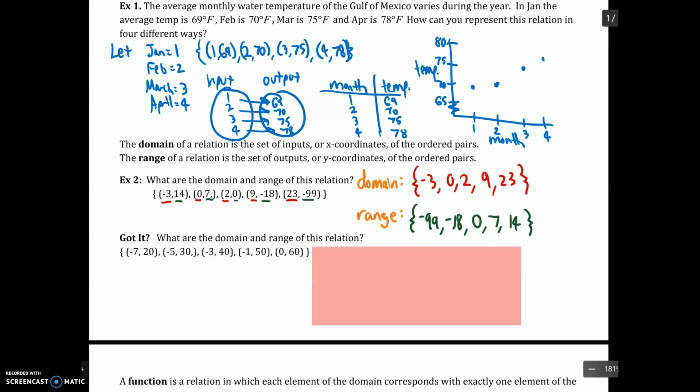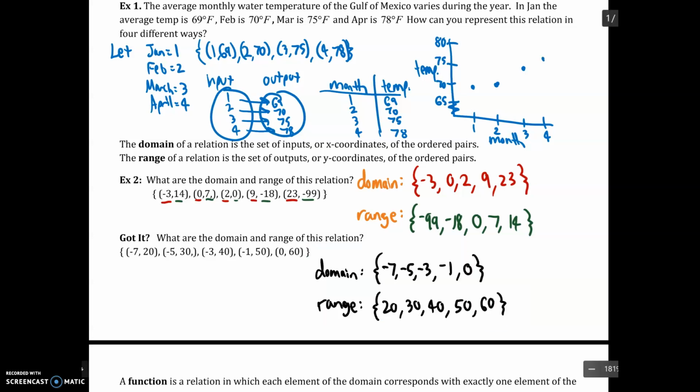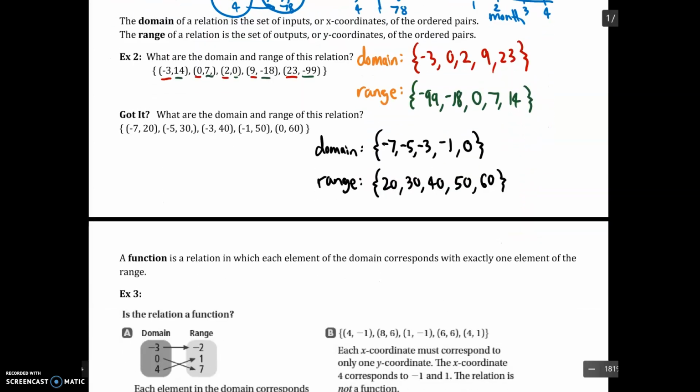So trying that with the next set, again, this is just as easy as recognizing x's and y's. As long as I put from this set all the x's in your domain and all the y values in the range, it looks like all my x's go from -7 to 0, all the y's go from 20 to 60, going up by tens. And as long as I remember which one's which, that's really all we need for domain and range. Again, domain being x's, range being y's.